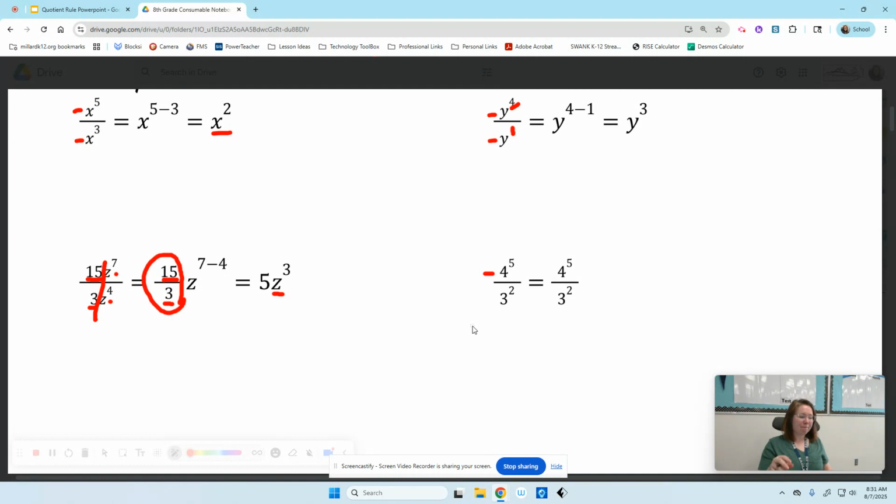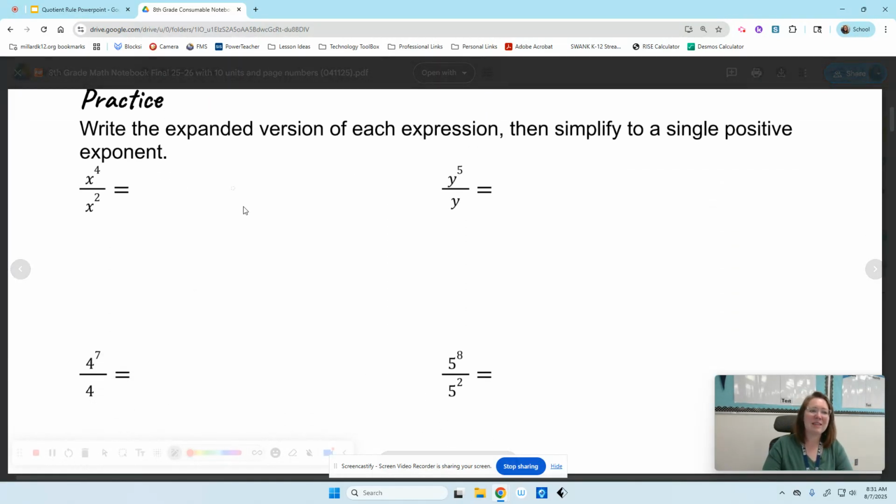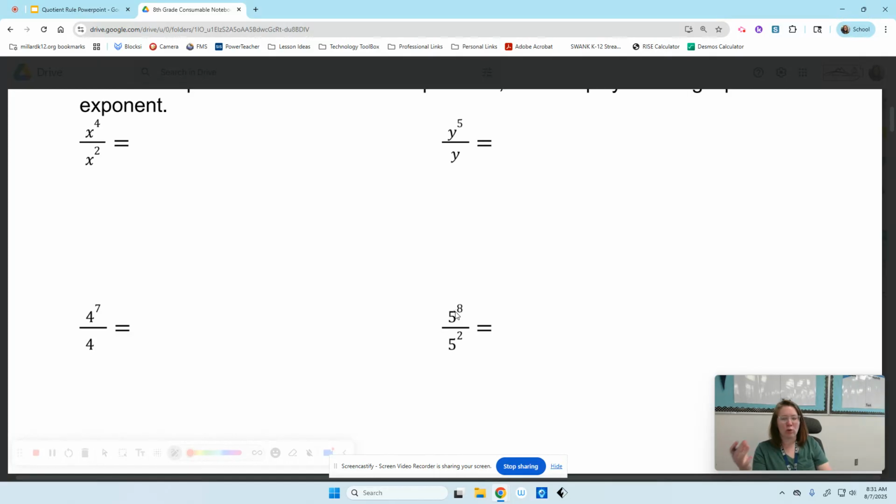So then I told you guys, hey, I want to make sure you understand this because this is kind of a difficult concept. And then you're like, yeah, we totally get it, 100%. So then you moved on to page 9 and did some practice. Write the expanded version. Okay, same as yesterday. The reason I have you write the expanded version is so that you can be grateful for this quotient rule.